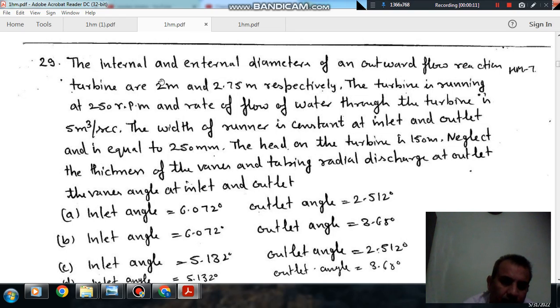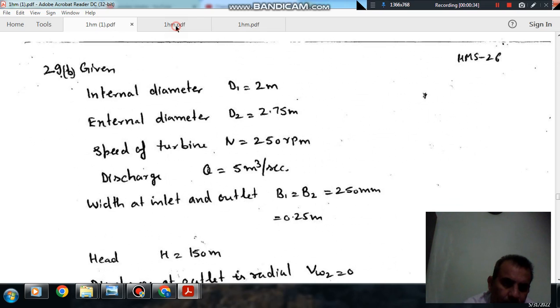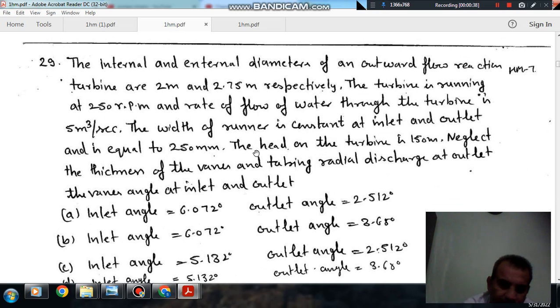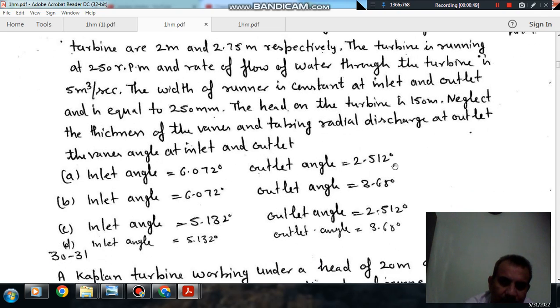Question number 29: The internal and external diameter of an outward flow reaction turbine are 2 meter and 2.75 meter respectively. The turbine is running at 250 rpm and the rate of flow of water through the turbine is 5 meter cube per second. The width of the runner is constant at inlet and outlet and is equal to 250 mm. The head on the turbine is 150 meter. Neglect the thickness of vanes and taking radial discharge at outlet.